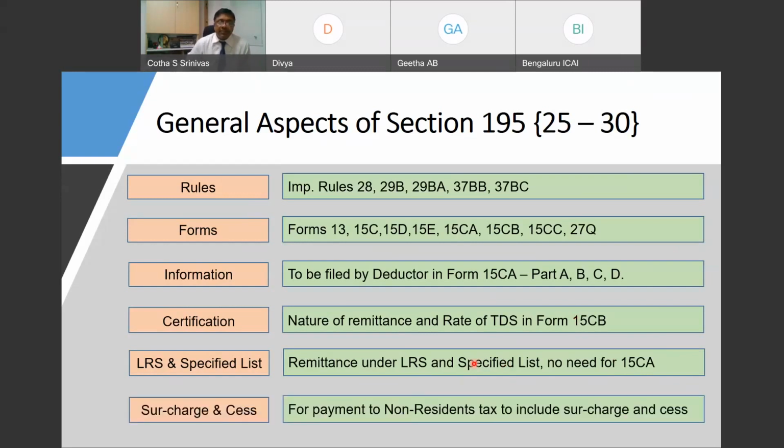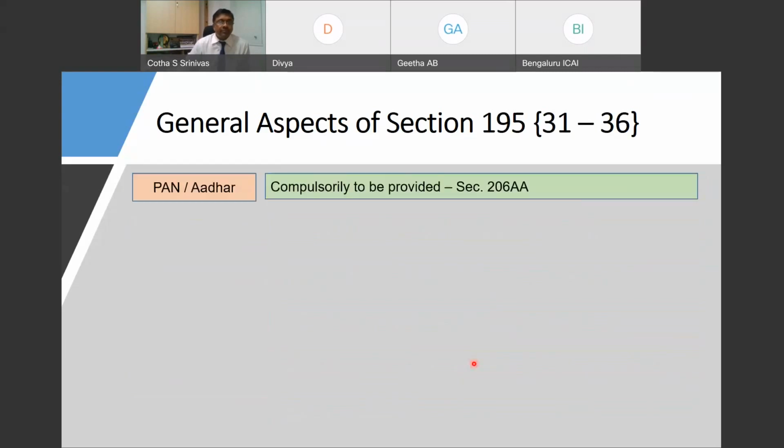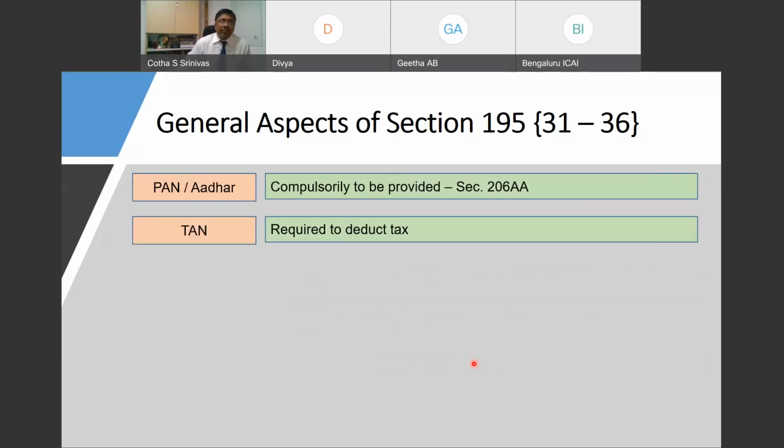Surcharges have already been discussed. For payment to non-residents, tax is to include surcharges. Again, I am repeating, surcharges are to be added only for the income tax rate, not for the DTAA rate. PAN is compulsory to be provided under section 206AA. There are certain exceptions given in Rule 37BC that we will see. So PAN has to be provided by the non-resident. TAN is required for the deductor to deduct tax and file his returns.